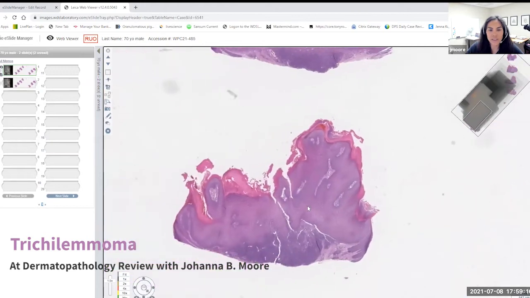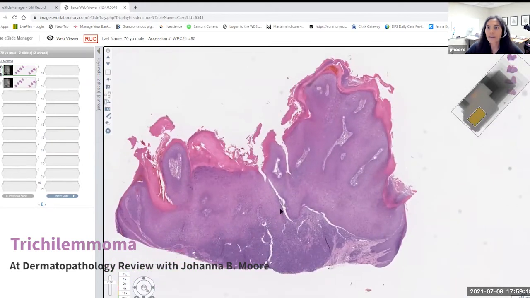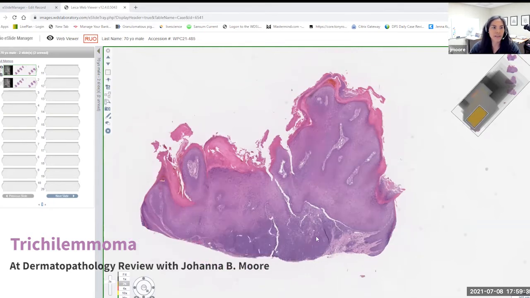So if you guys can tap in the chat what you think that this might be, or what your differential is. Let's see, let me find my chat. Okay, so I'm seeing trichilemmomas here. Inflamed trichilemmoma. Awesome.